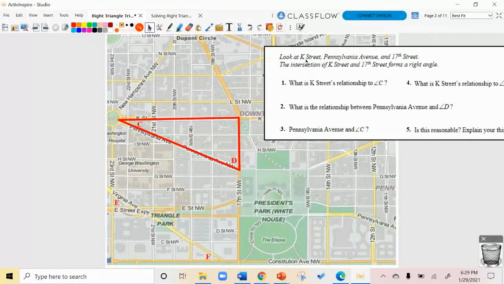I'm looking at K Street. This is what my directions tell me: Pennsylvania Avenue and 17th Street. The intersection of K Street and 17th Street forms a right angle. Those two streets are perpendicular to one another. So I'm going to go ahead and draw in the right angle symbol because I know that's there and that's going to help me. This is just a label. If you can see, this is K Street.